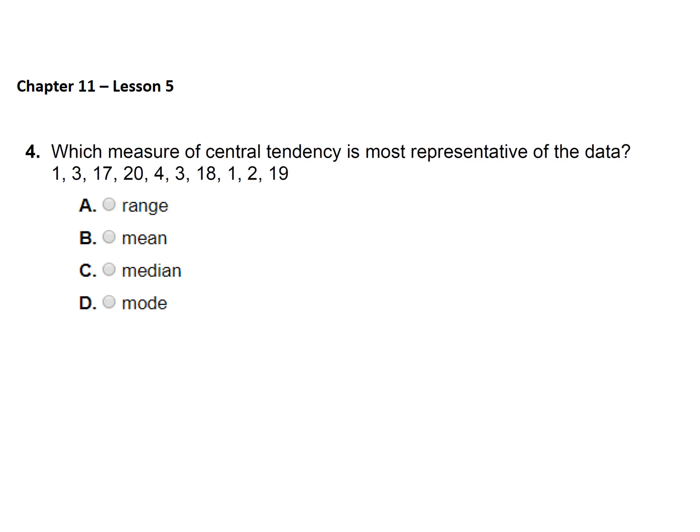Which measure of central tendency is the most representative of the data? Okay, so we're going to put these in order. Okay, we have 1, 1, 2, 3, 3, 4. Okay, and then we have 17, 18, 19, 20.